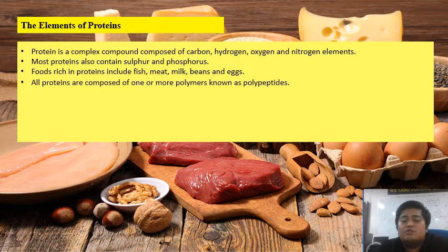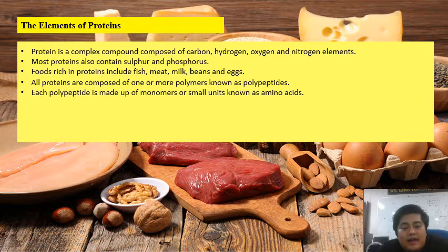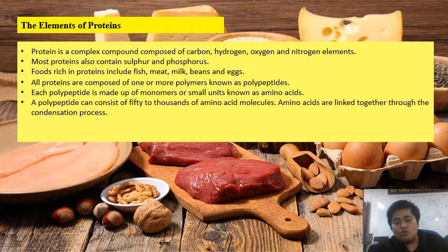So all protein is composed of one or more polymers known as polypeptide. Ingat, poly menunjukkan banyak. Each polypeptide is made of monomers or small units known as amino acid. So polypeptide adalah yang paling besar. So paling kecil sekali adalah kita panggil sebagai amino acid. Kalau macam karbohidrat tadi, dia punya paling kecil kita panggil sebagai glucose. So a polypeptide can consist of 50 to thousands of amino acids. Amino acids are linked together through the process of condensation.